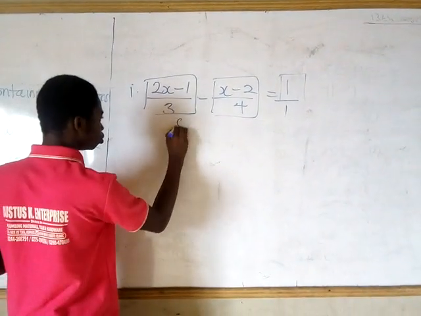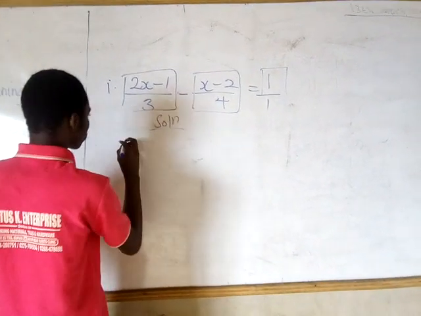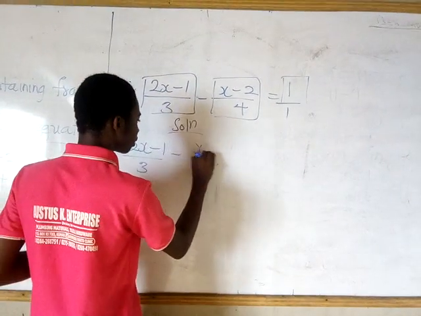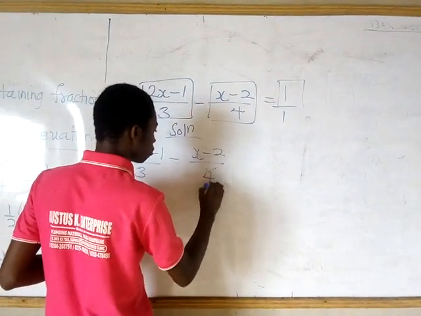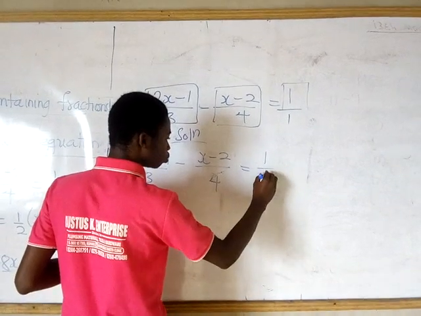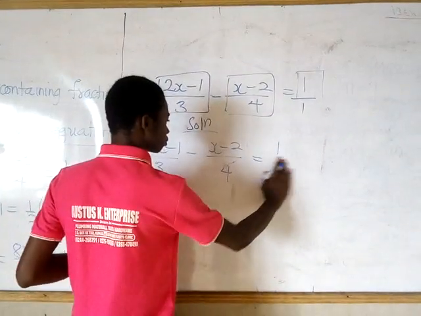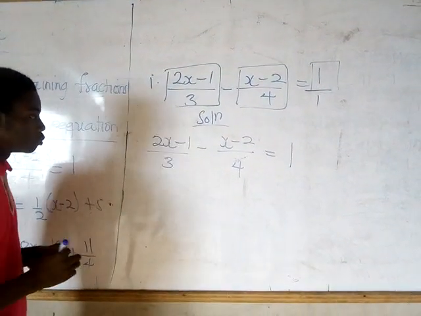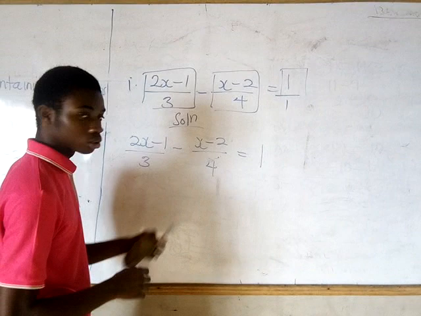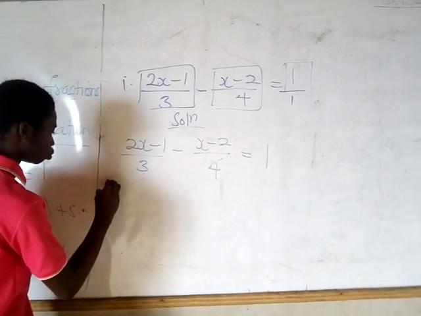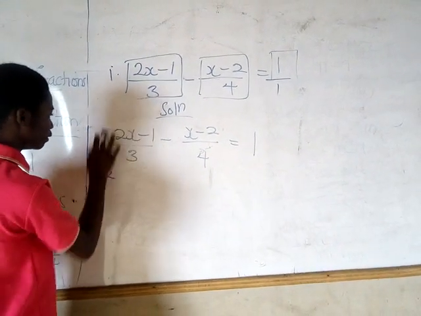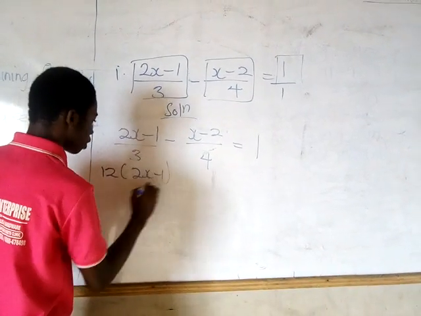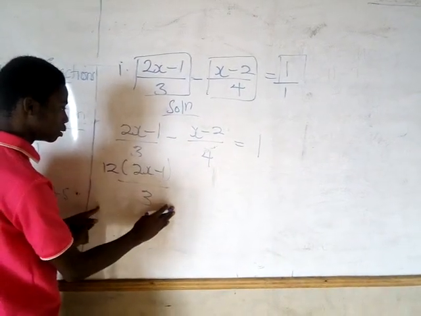So here, solution: (2x - 1)/3 - (x - 2)/4 = 1. Remember, it's over 1, but we don't write it. So let's see positive 1. So here we find the LCM. The LCM for 3 and 4 is 12. So you bring your 12. 12 will multiply this first set, (2x - 1)/3. That's the first set.